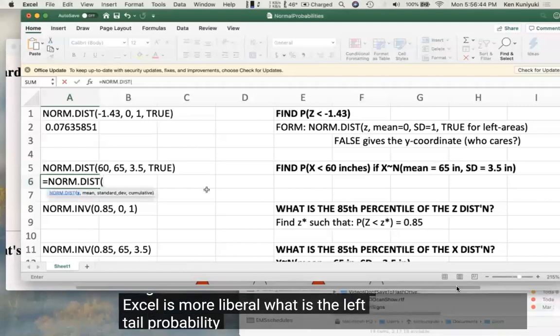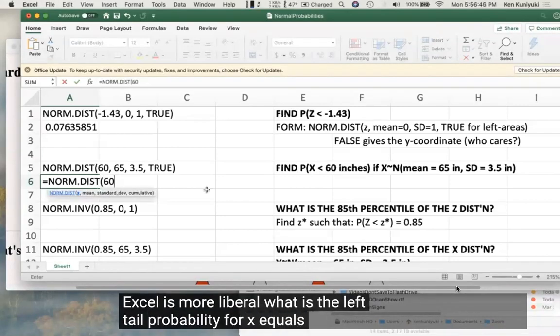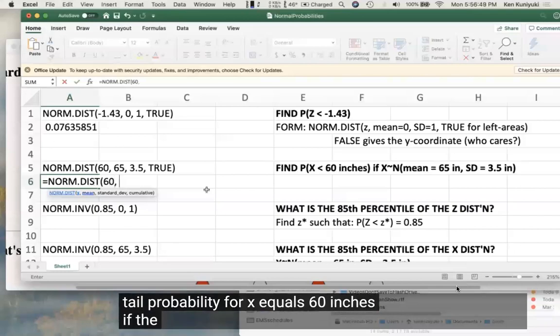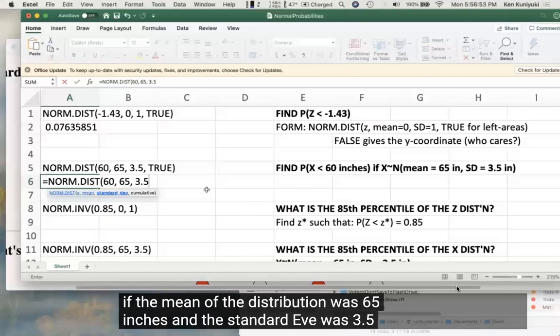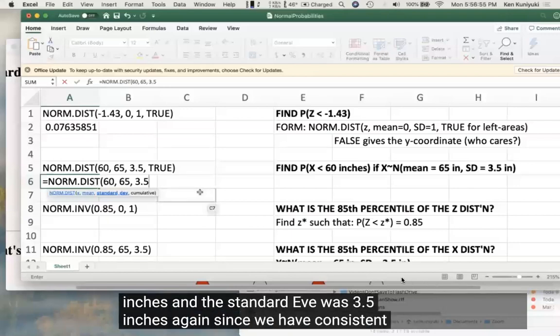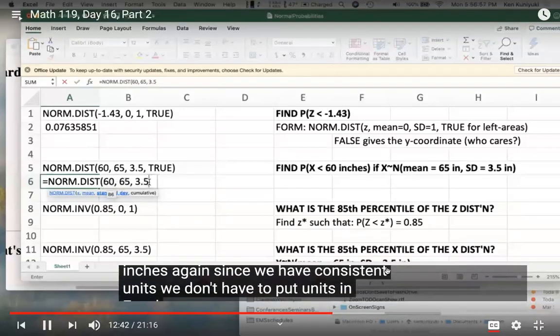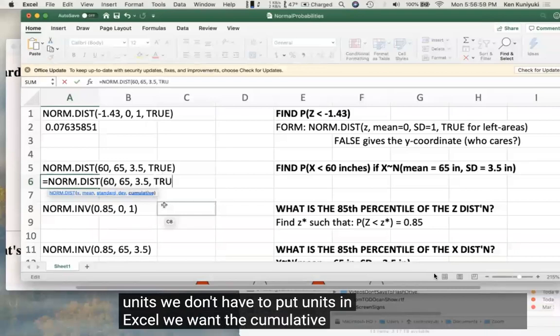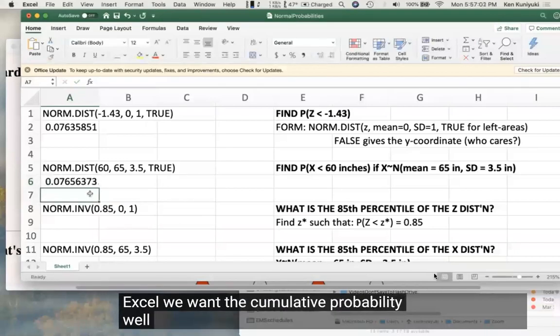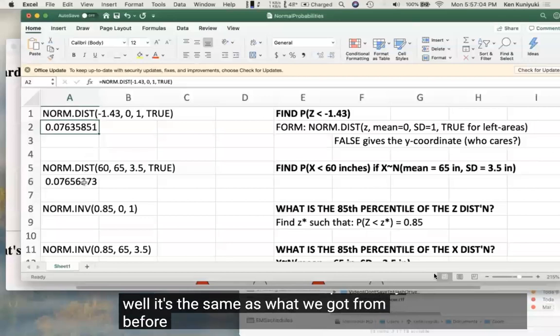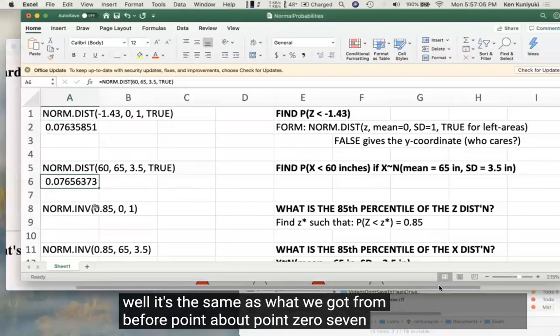What is the left tail probability for x equals 60 inches if the mean of the distribution was 65 inches and the standard deviation was 3.5 inches? Again, since we have consistent units, we don't have to put units in Excel. We want the cumulative probability. Well, it's about the same as what we got before, about 0.076.